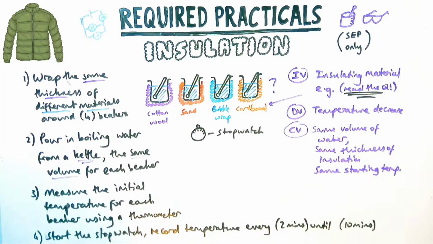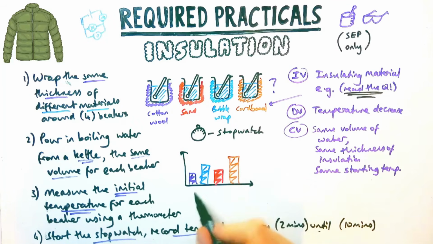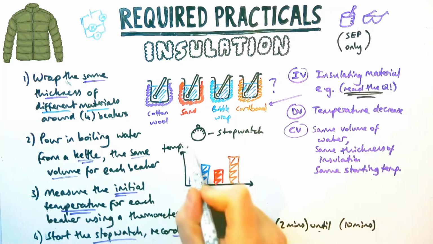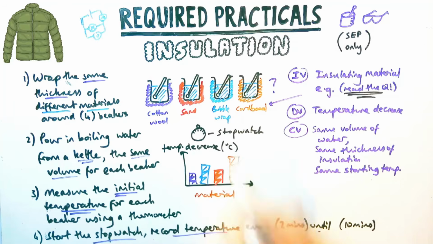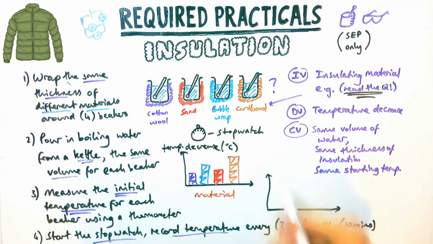Now, how do you go about knowing which material was the best insulator? You could be asked to plot a bar graph, or be given a bar graph to determine which one is the best, or it could be a line graph. So for a bar graph, and sorry for the shoddy drawing on this, they would give you, let's say, the 4 materials on the x-axis, and on the y-axis might be the temperature decrease. So in this case, the material that has the highest temperature decrease is the worst insulator.